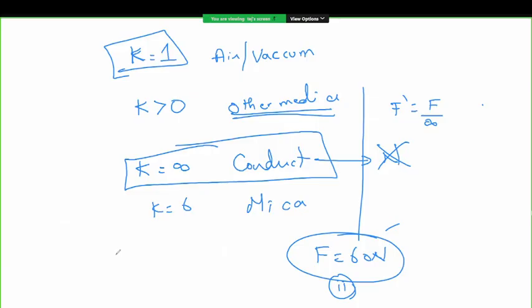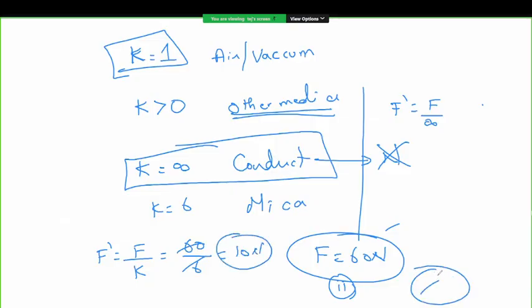This can be asked in CET. Now, don't get confused. You'll write F dash is equal to the original force divided by K. For mica, the value of K was equal to 6. The original force, the value of F, was 60 Newton, which gets cancelled. The new force becomes 10 Newton. So you'll tick the answer for 10 Newton and come off. Getting it? So this table is important for you guys to remember.